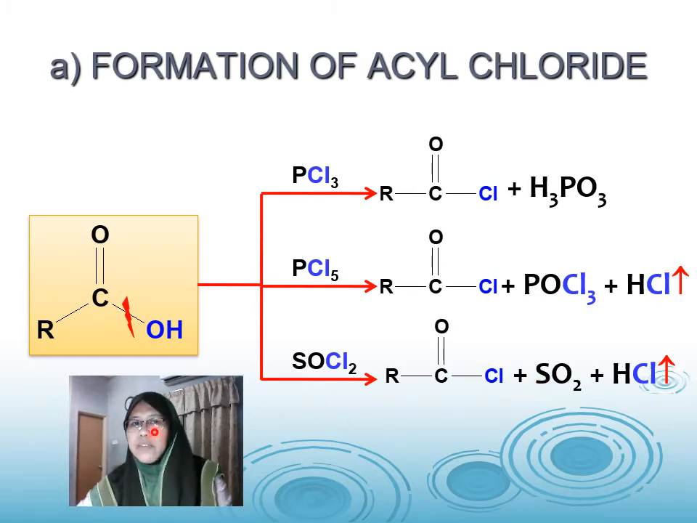Now, the cleavage is going to happen at the bond between carbon and OH. So the hydroxy part is going to come off ultimately, and then it is replaced by the chlorine supplied by the reagents. So we're going to form acyl chloride.